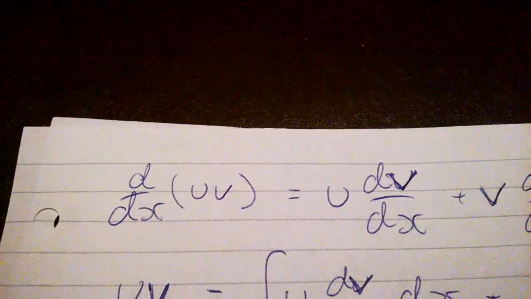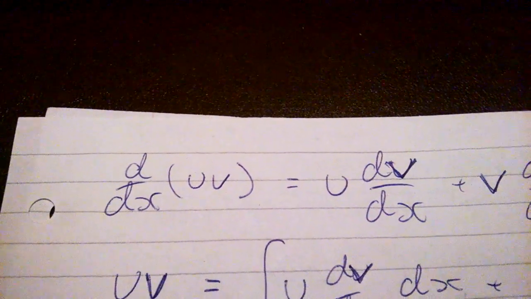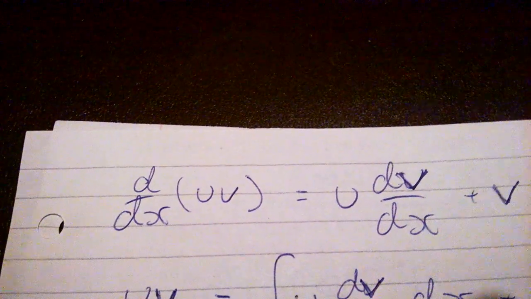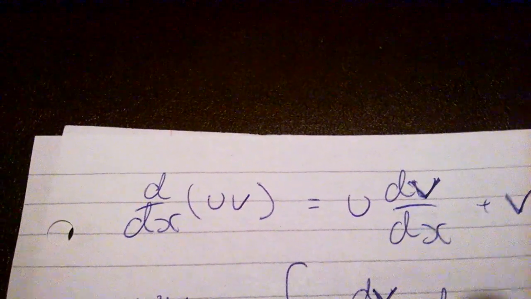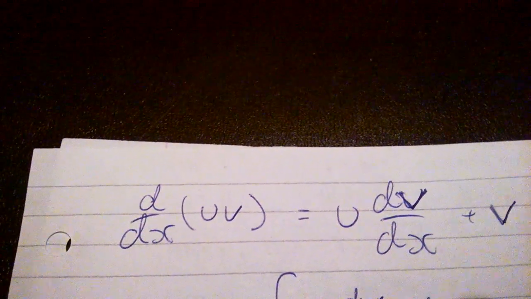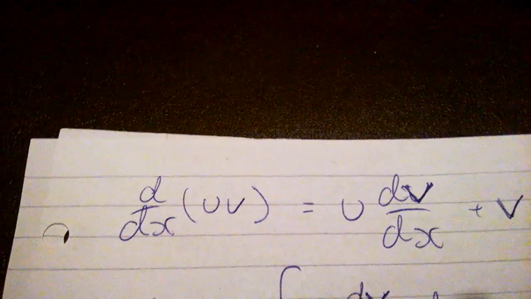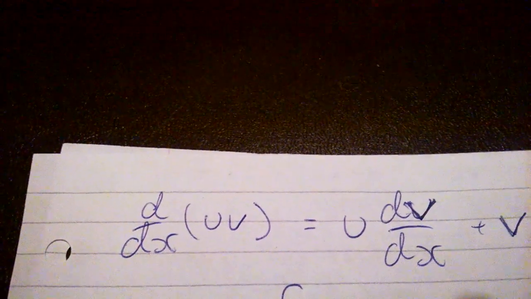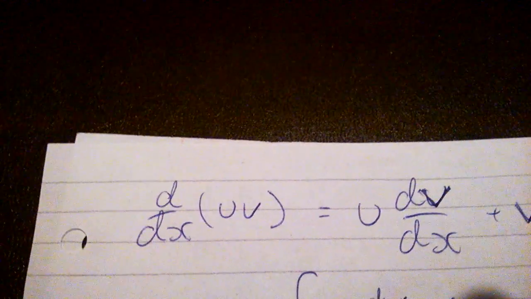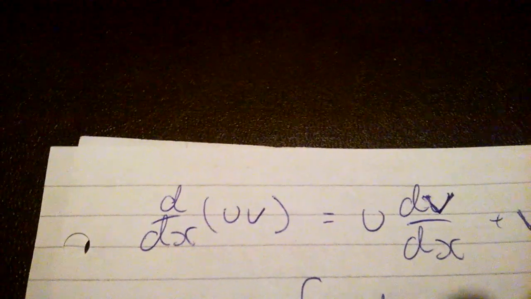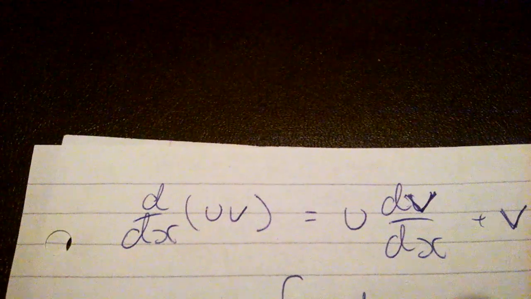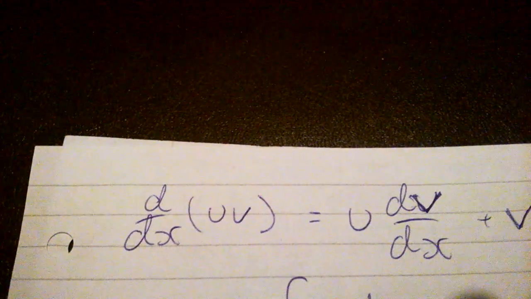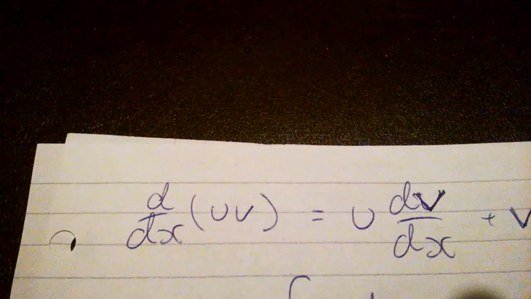Hi, supposing u is a function of x and v is another function of x. I want to look at how to integrate the product of functions. But to prove the formula for that, you've got to start off with the formula for differentiating a product of functions. So as I say, u is a function of x and so is v.